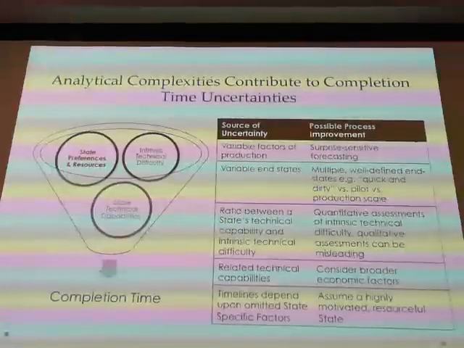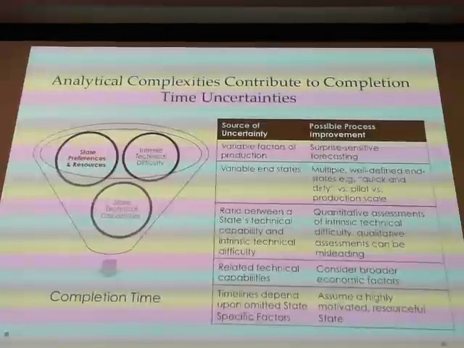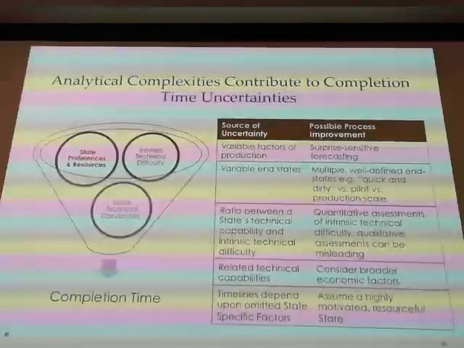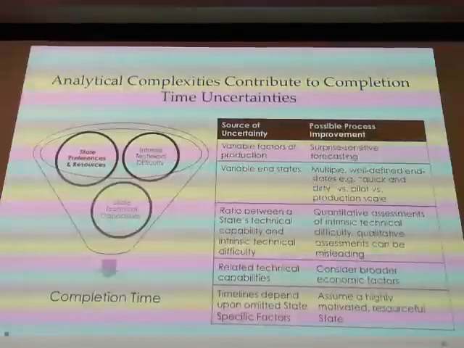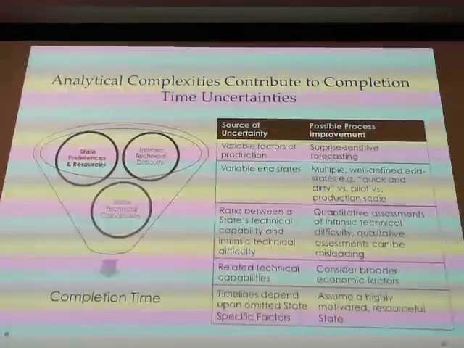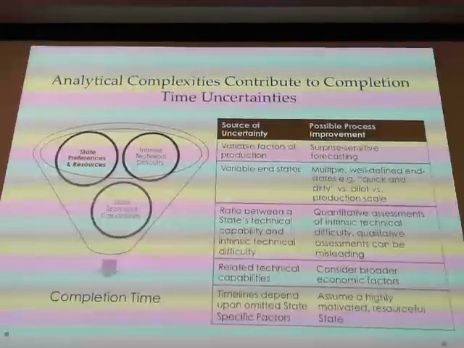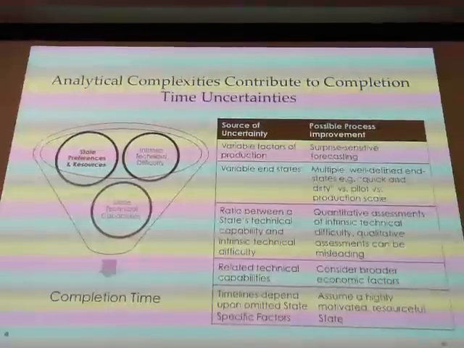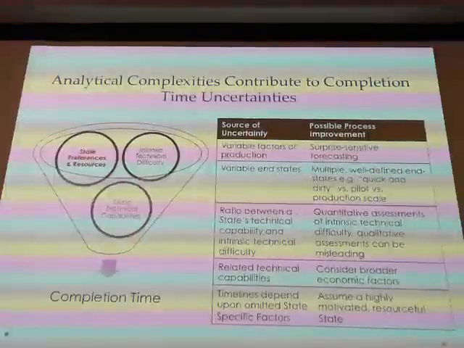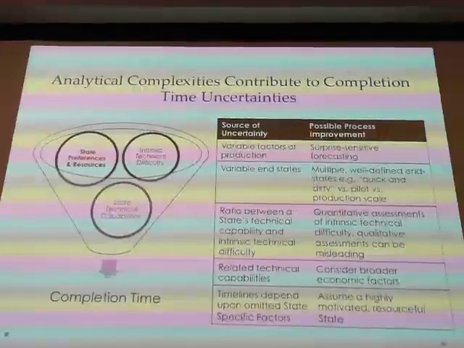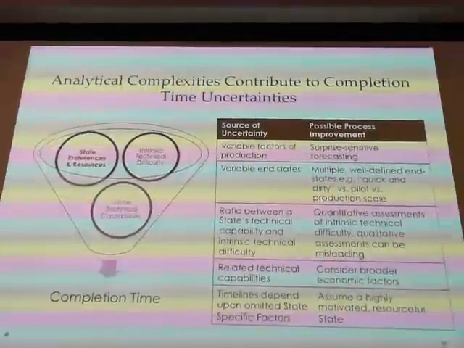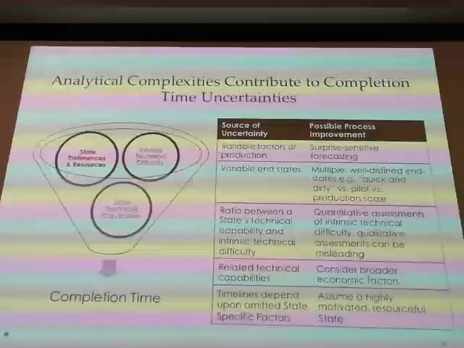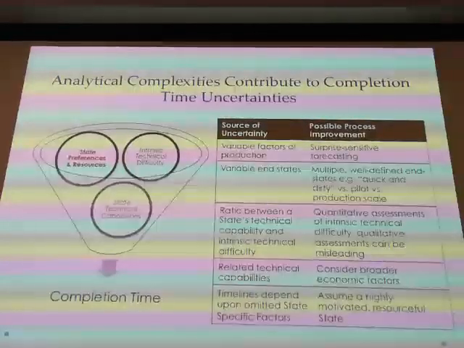Second, there are, of course, a lot of analytical complexities, which the working group is grappling with as you try to do this. I like to think about it in more simplistic terms without the math at this point. There are a lot of factors that one needs to consider to calculate completion time. There are first the state preferences and resources. What are their motivations? How much money do they have? How clever are they? One also needs to consider the intrinsic technical difficulty of that pathway, and then compare that to the state's technical capabilities to get an estimate of time.